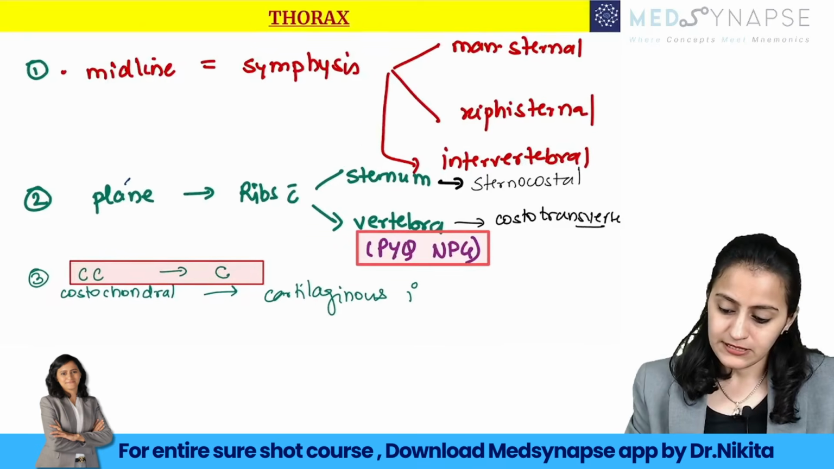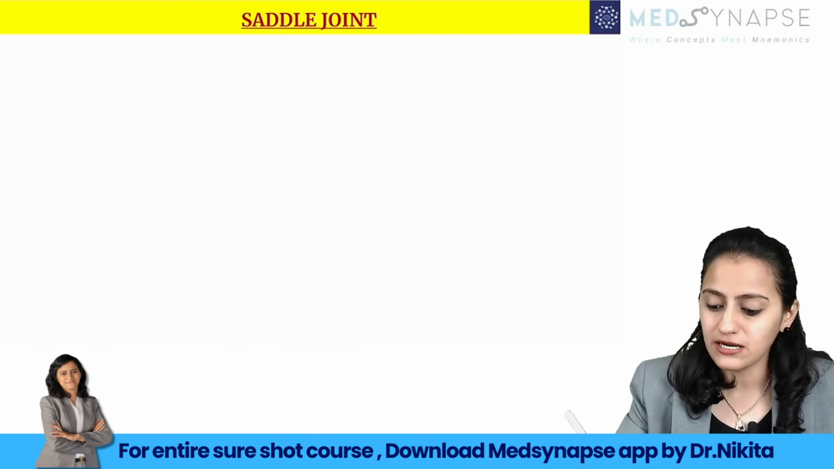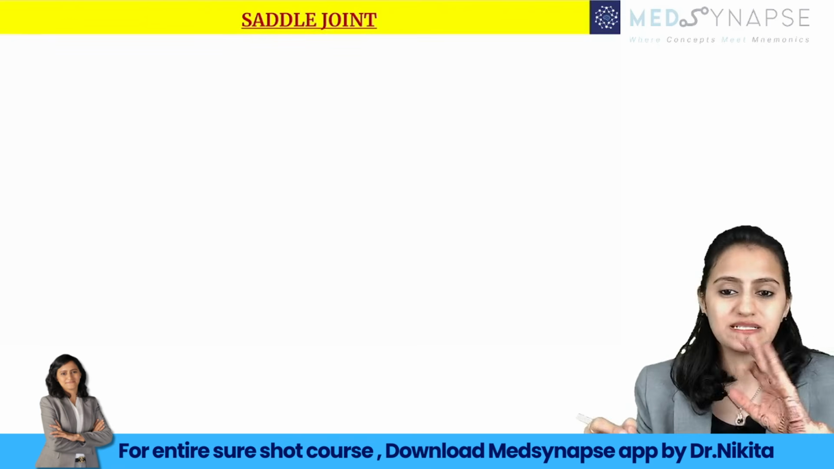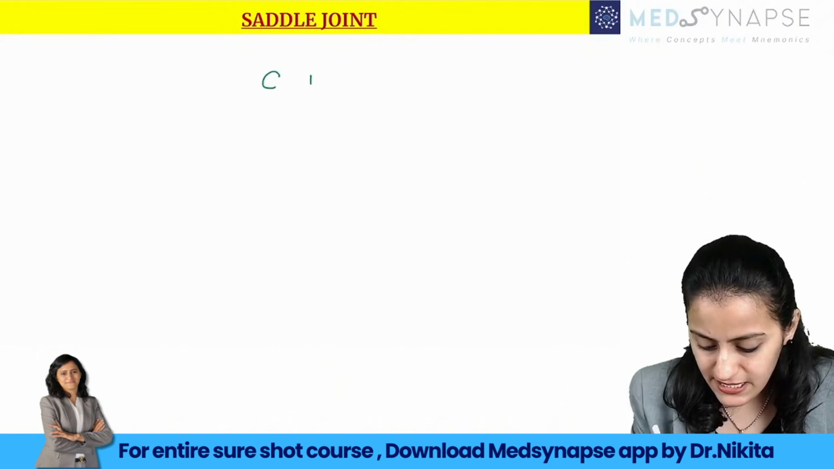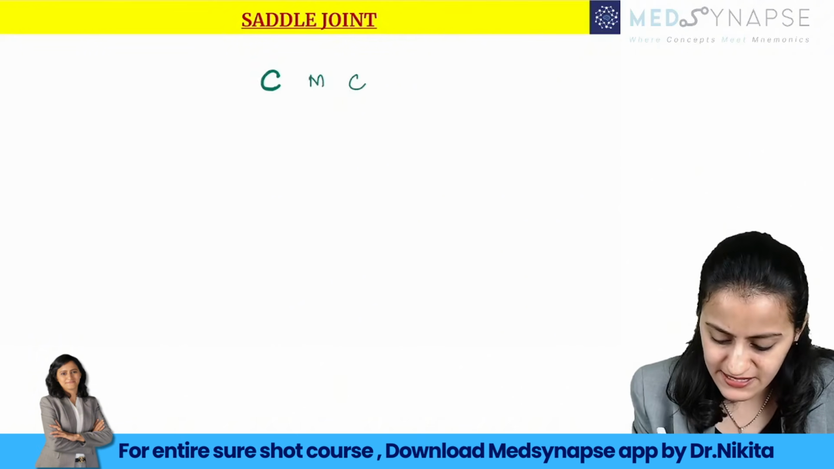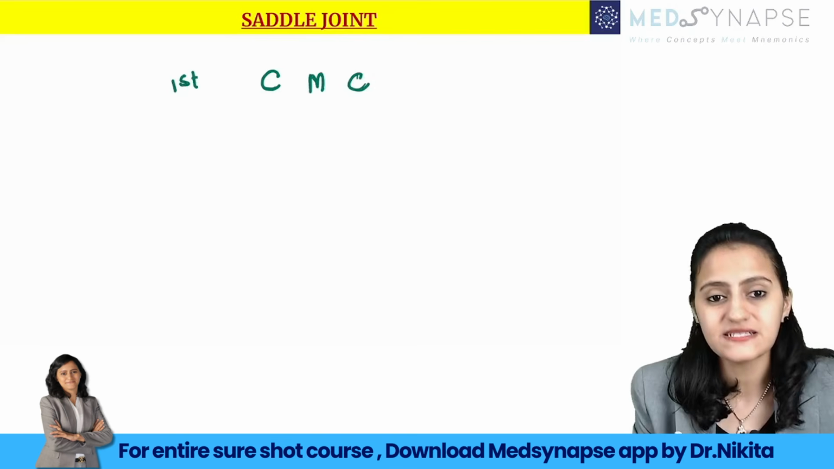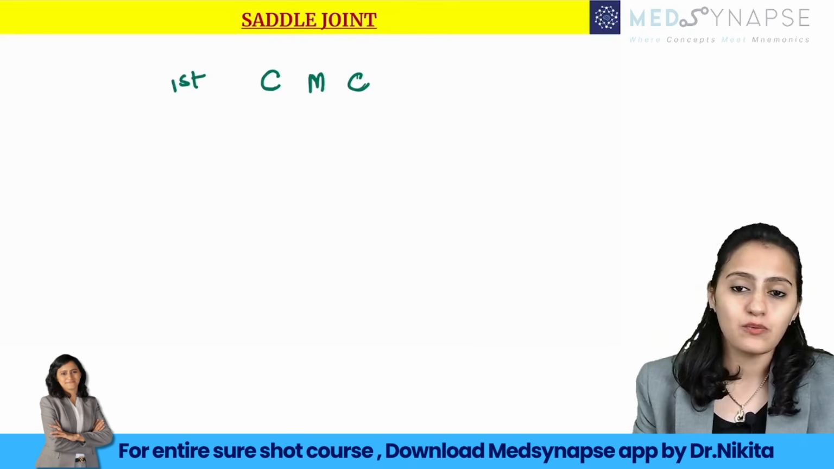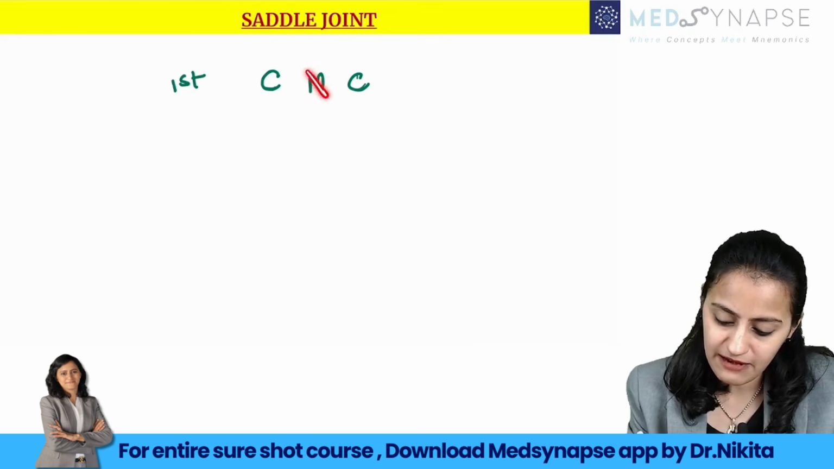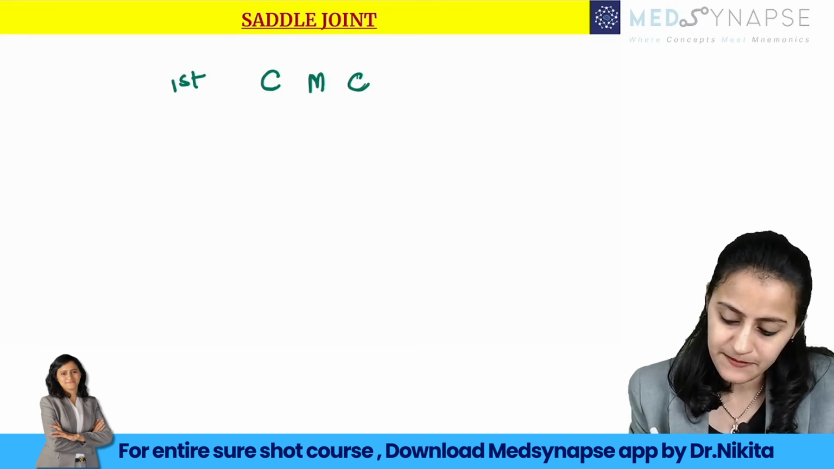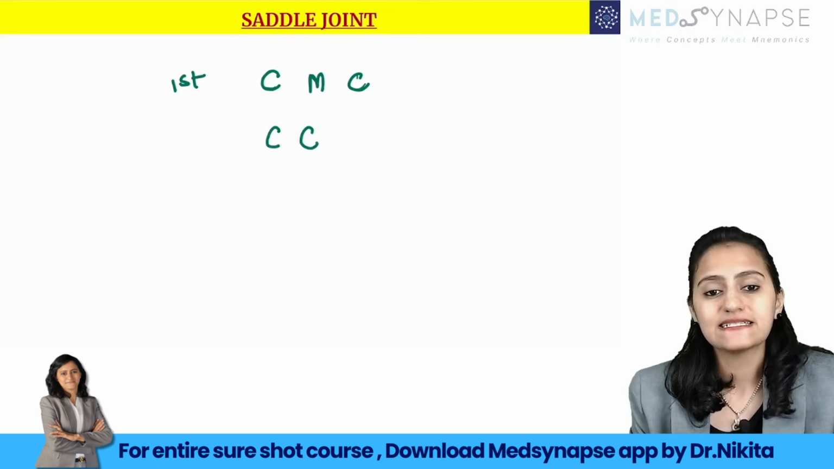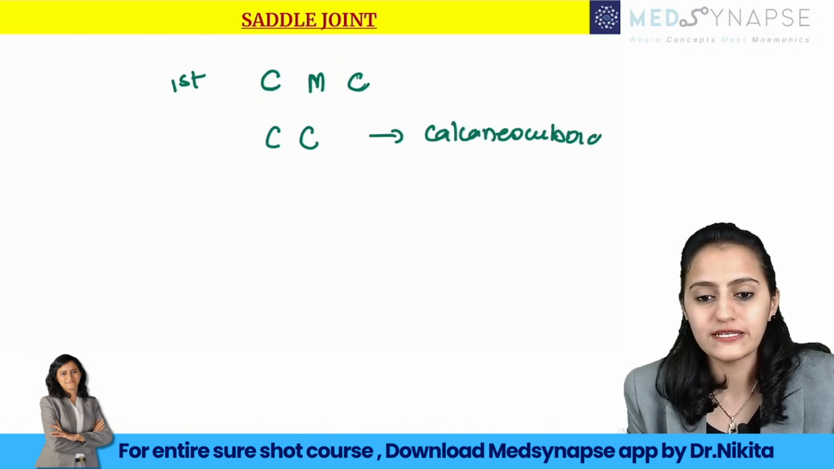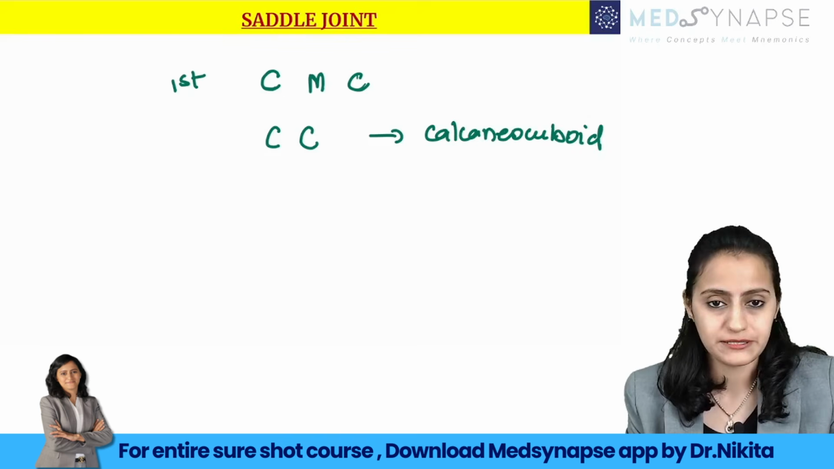So now coming to the mnemonic for the saddle joint. For the saddle joint, we start with the 3 letters, CMC. Remember that CMC, the first carpometacarpal joint, is a saddle joint. Now what we have next, we start removing the alphabets. I remove M out of this, this becomes your CC joint. What does the CC joint stand for? The calcaneocuboid joint.